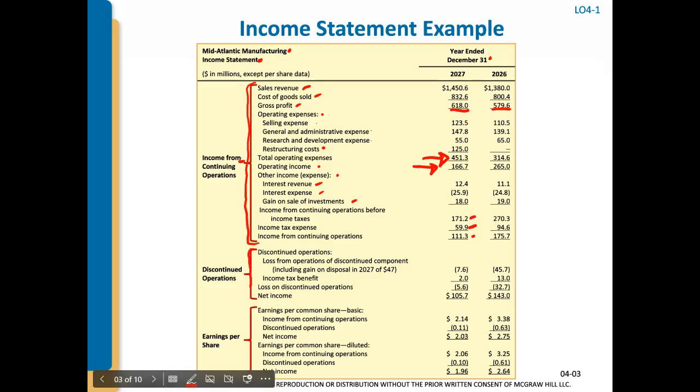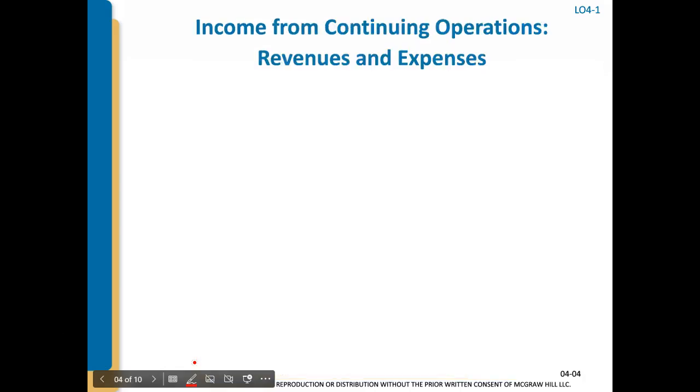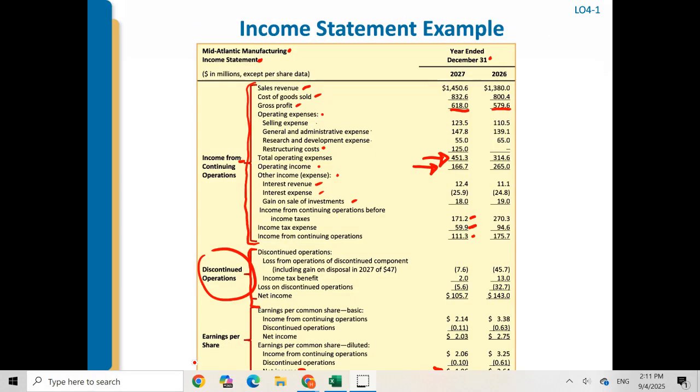operations. Here is a discontinued operations section, which is separate from the continuing operations. This is only applicable if a company has discontinued operations in that time frame. And then you have your earnings per share information on the very bottom.